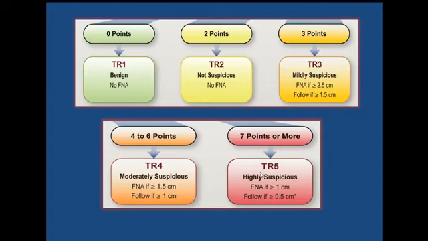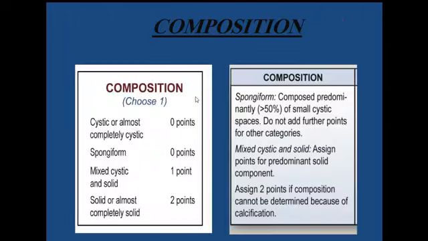For TIRAD 5, when we have 7 points or more, which is considered highly suspicious, I will do FNA if the nodule is greater than or equal to 1 centimeter, and I will follow if the size is greater than or equal to 0.5 and less than 1 centimeter. And for TIRAD 1, it will be benign and no FNA at all. And for TIRAD 2, we'll consider it not suspicious and also no FNA will be done.